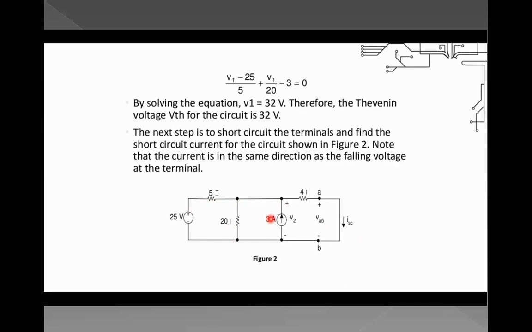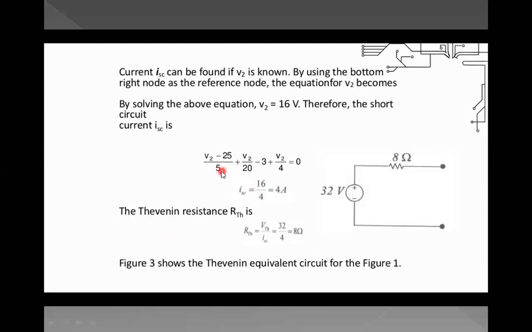minus, this is 3, they have given minus 3, okay, minus 3 plus V2 by, this is 4. So the expression comes like (V2 minus 25) by 5 plus V2 by 20 minus 3 amps plus V2 by 4. The summation of all those currents should be equal to 0. Now please look here, the same one: (V2 minus 25) by 5 plus V2 by 20 minus 3 plus V2 by 4 is equal to 0. If you solve this, you'll get V2 as 16 volts.